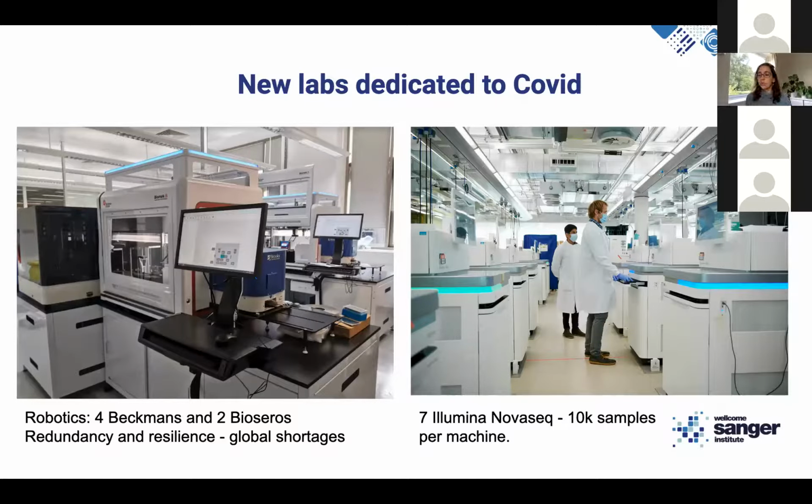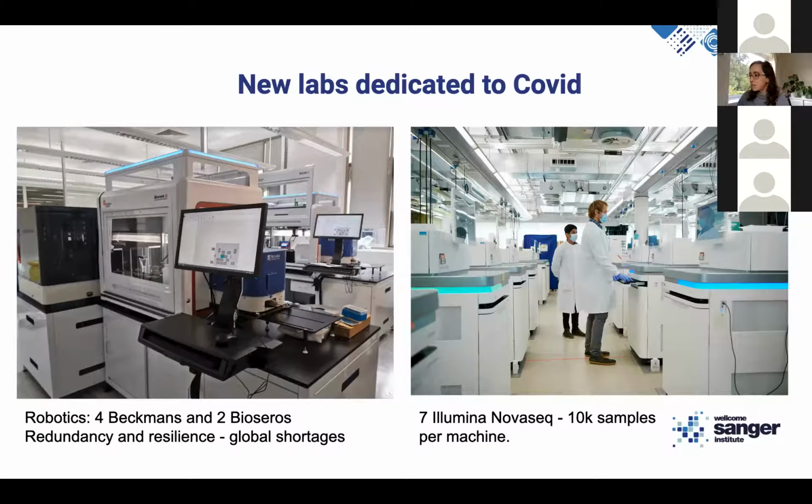Because of global shortages, we have decided to have 2 robotic platforms running in parallel. That is because there's a global shortage of tips, and we are struggling to get some of these robotic tips because there's a global shortage of plasticware. Therefore, we have 2 robots running in parallel. If we run out of one type of tips, we have the other one, or we can simply manage the volume that we are processing in each of these platforms.